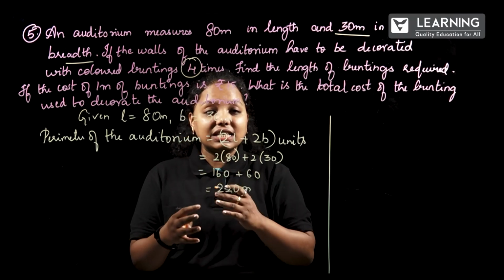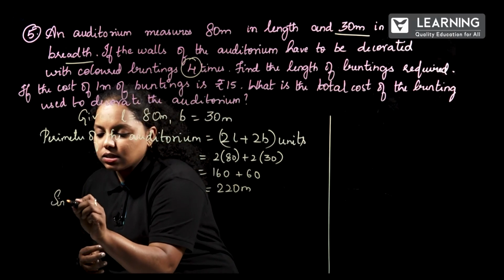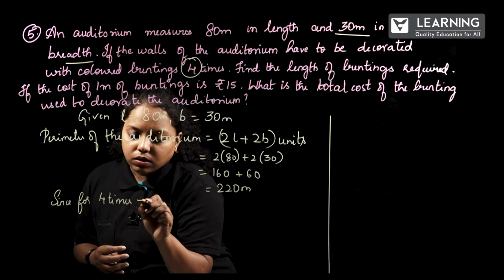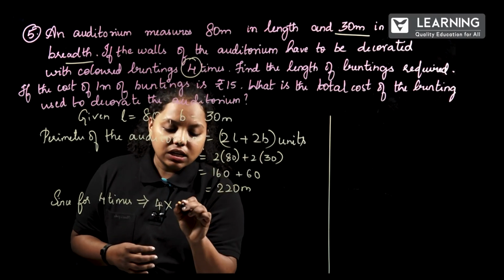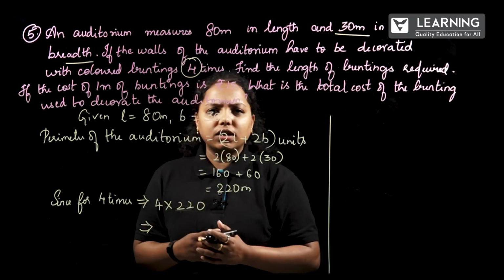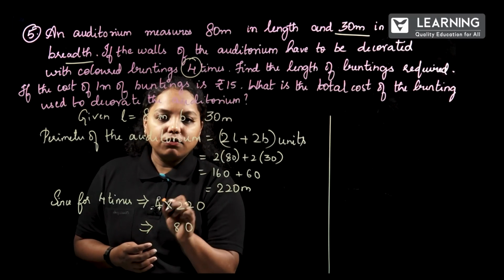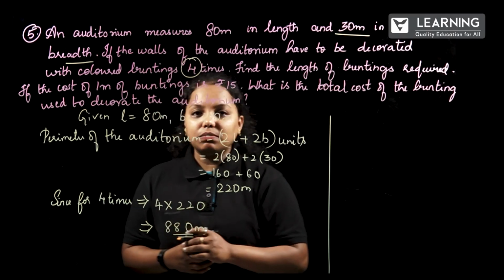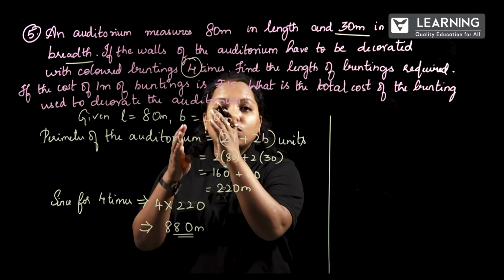Now, what is the next thing? Since it is for 4 times, it is 4 into the entire perimeter, that is 220. An easy method: keep the 0 as it is. 4 2s are 8, 4 2s are 8, so end up with the units itself. So, 880 meters.